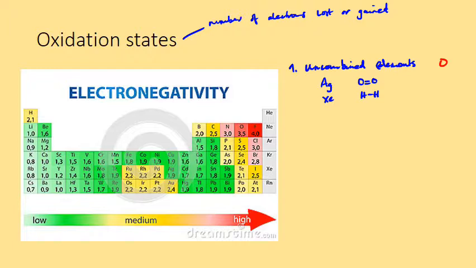Slightly less clear maybe for a diatomic molecule of an element like oxygen or hydrogen. So when an atom is combined to itself, to another identical atom, then we assume that no electron has been transferred. They're equally sharing the electrons in the covalent bonds, and so we can keep their oxidation states at 0. Okay, so that's the first little rule. Second one, let's do monatomic ions.